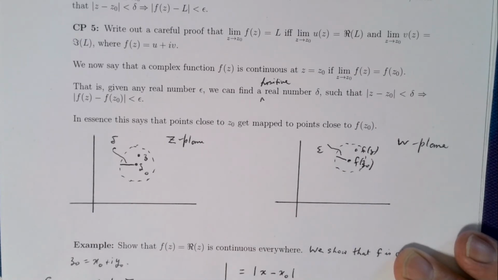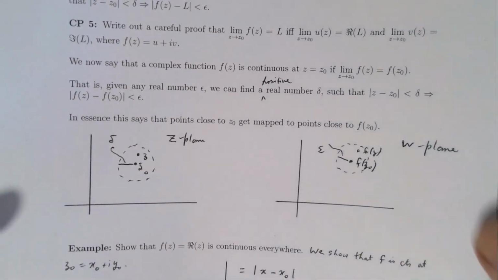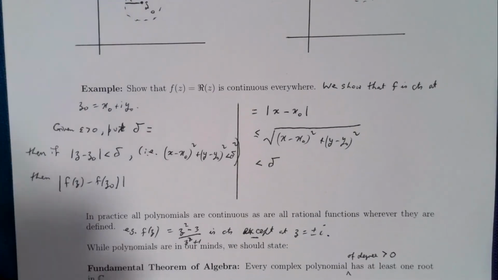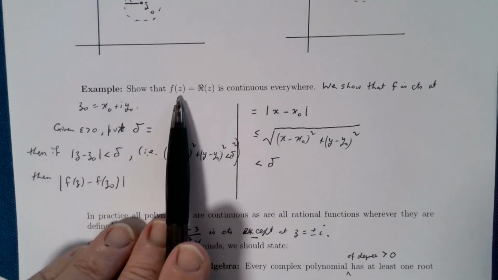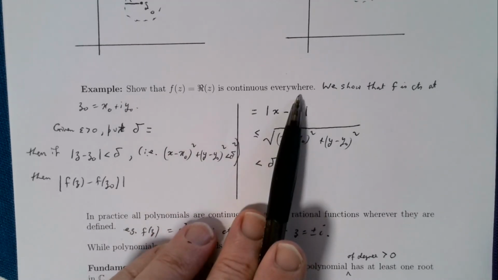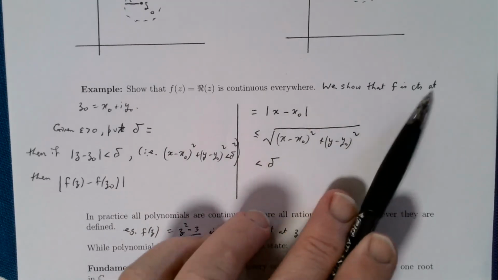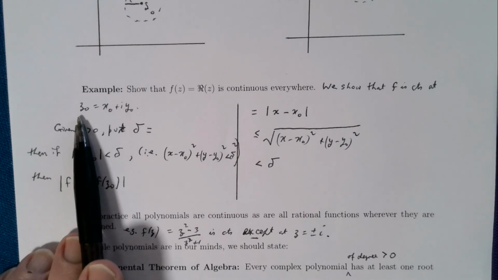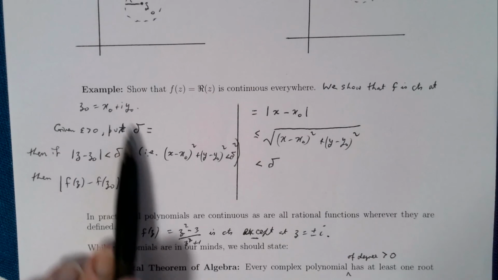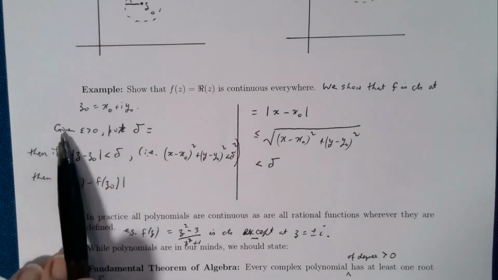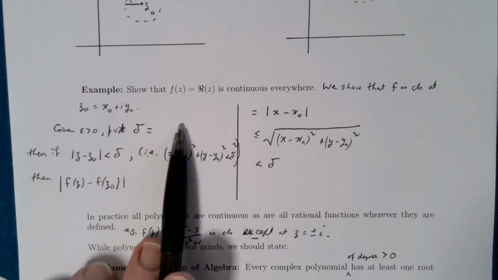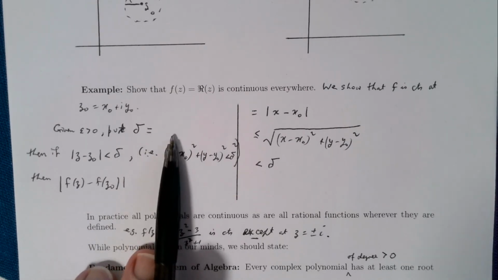Now, just as one quick example of how one does this, here's a simple example. We want to show that f of z equals the real part of z is continuous everywhere. In particular, I'm going to show that f is continuous at some general point z0 equals x0 plus i y0. So we just recite the mantra: given epsilon bigger than 0, put delta equal to, not sure yet, we'll always leave a little gap here for the moment, I'll fill that in in a second.